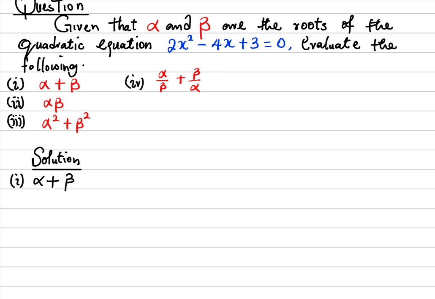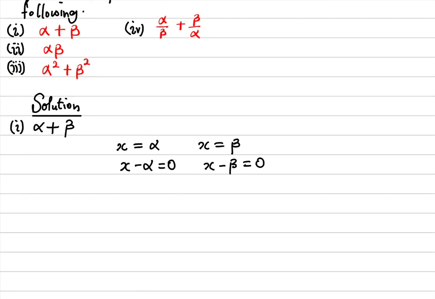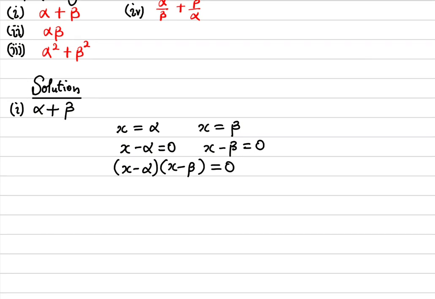Since we are told that the roots are alpha and beta, it means that x is equal to alpha, that is one of the roots, then x is equal to beta. Now, working it back to get the equation, this is what I'm going to have. Picking alpha to the other side, I will have this expression. The same thing is going to happen here. Now, I have two factors which when multiplied should be 0. So I have x minus alpha into x minus beta, all multiplied equals 0.